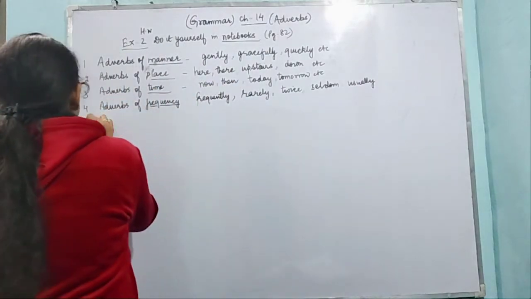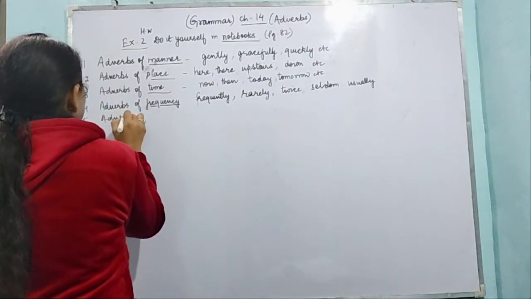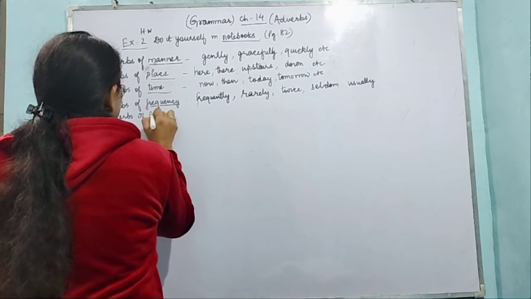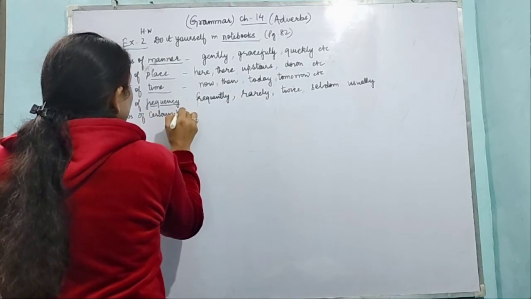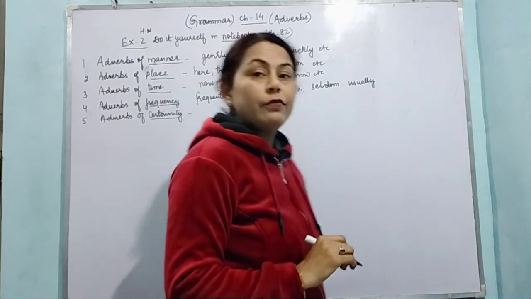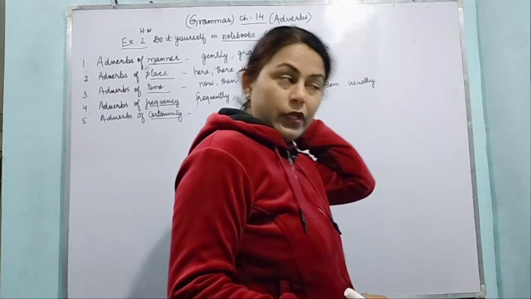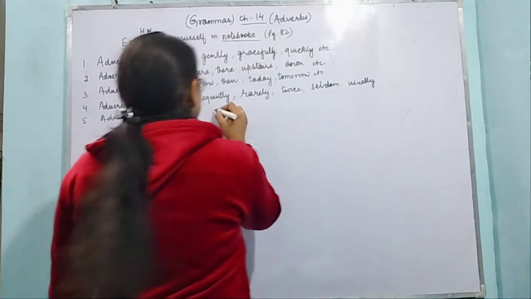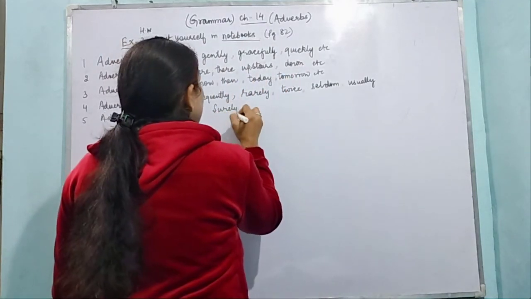Now we come with the adverb of certainty. When you are certain about something, जब आपको मालूम है कि ये काम तो हुआ ही हुआ है, when you are certain about it, that is the adverb of certainty. Surely, you are certain, ये काम तो हुआ ही है. Surely, obviously.